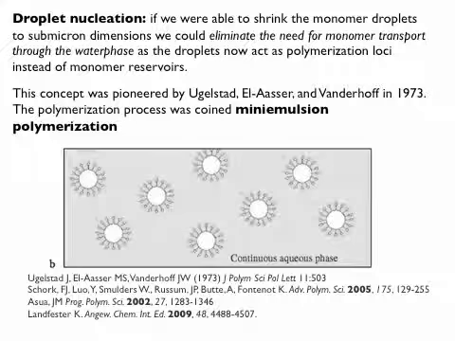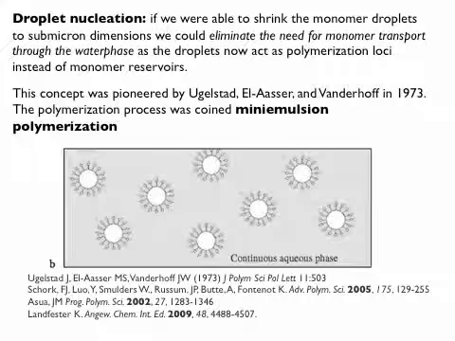So in a way, what you do is you shrink a suspension type of reaction, yeah? Your monomer droplet is your reactor, and now you just have a mini reactor. This concept was pioneered by Ugelstad, El-Aasser, and Vanderhoff in 1973 for the first time when it comes down to polymerization reactions. Obviously, small droplets were known a little bit before, but that area was up and coming.